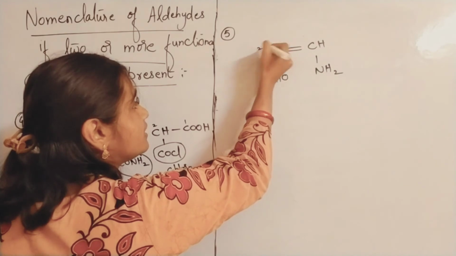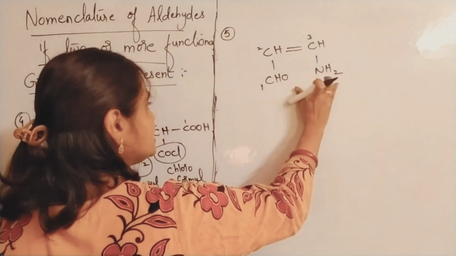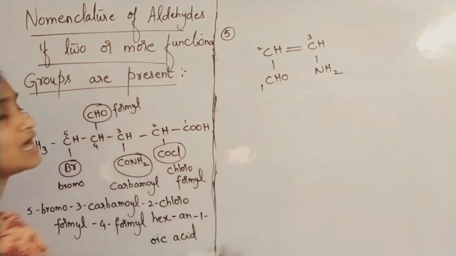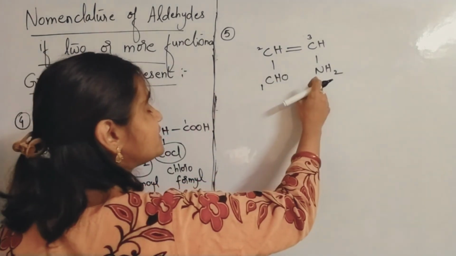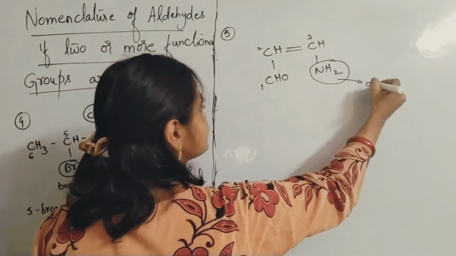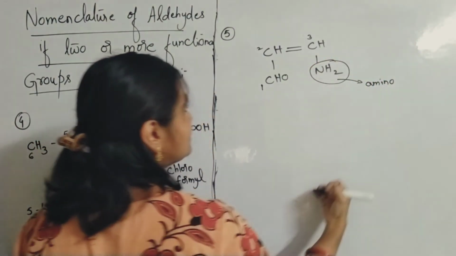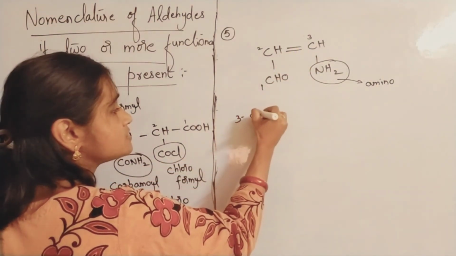So give numbering from this end. 1, 2, 3. This is not carbon, it is nitrogen. So what will be the name of this? This will be less priority, so this will become your substituent. And this substituent name is what? Amino. Amino attached to which carbon? Third carbon. So 3 amino.